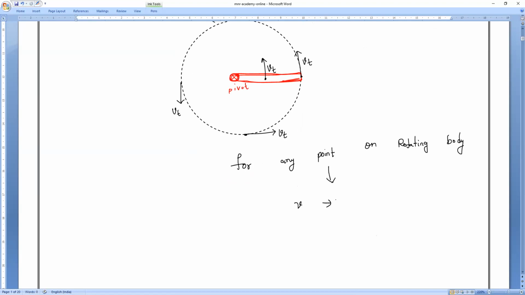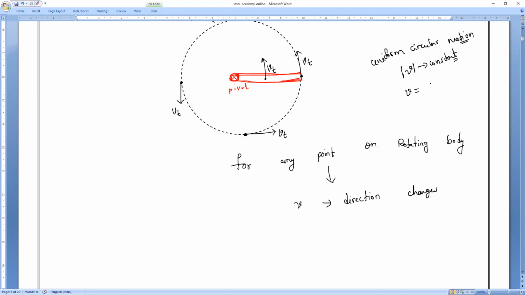So velocity can change in two ways. One is by magnitude, and one is direction changes. If you have noticed, at every point the magnitude of velocity remains constant. This is what is called uniform circular motion. Class 9th, you might have studied that. Uniform circular motion means magnitude of velocity remains constant.